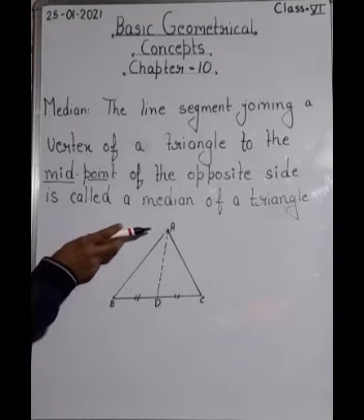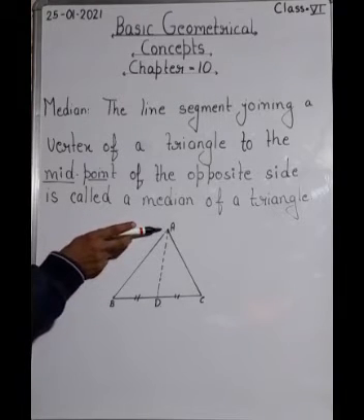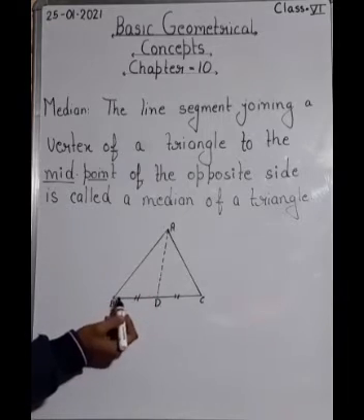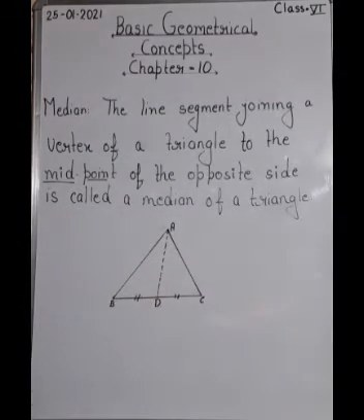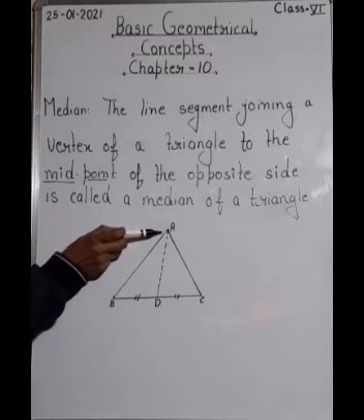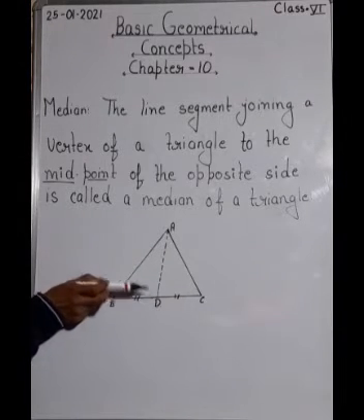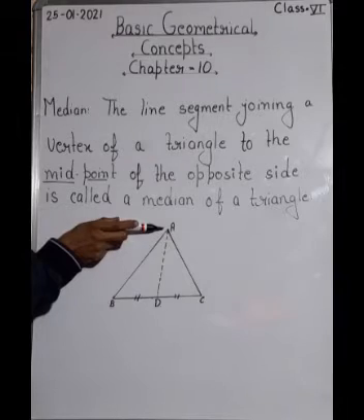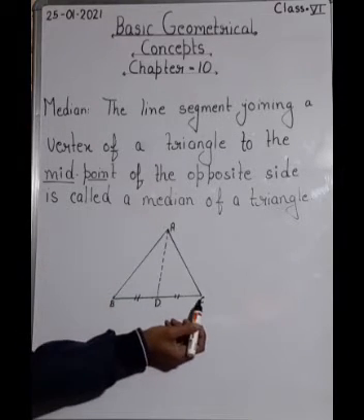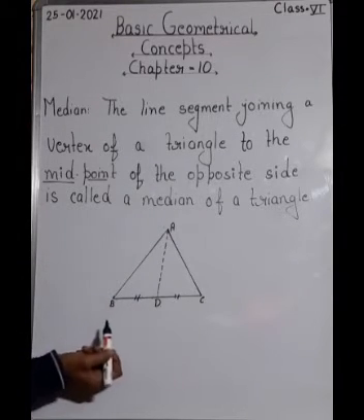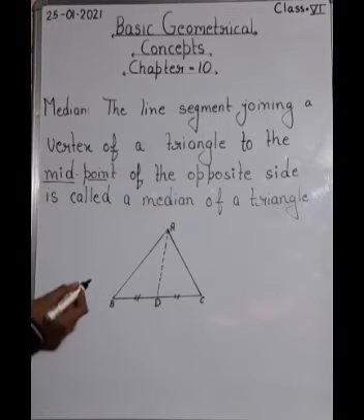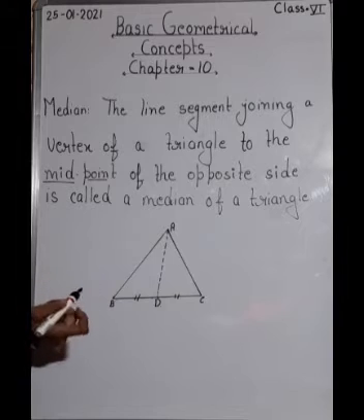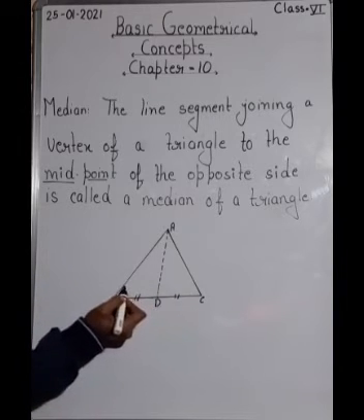So when a line segment joins a vertex of a triangle to the midpoint of the opposite side, then this line segment is said to be your median. It means AD is your median. Why? Because you have drawn AD from one vertex and it is dividing the opposite side into 2 equal parts, that is your BD and DC. As you know, the triangle has 3 altitudes. In the same way, the triangle has 3 medians.